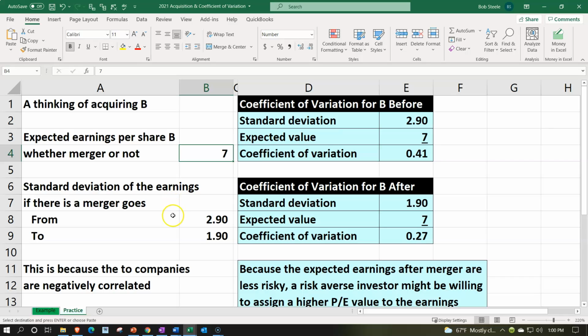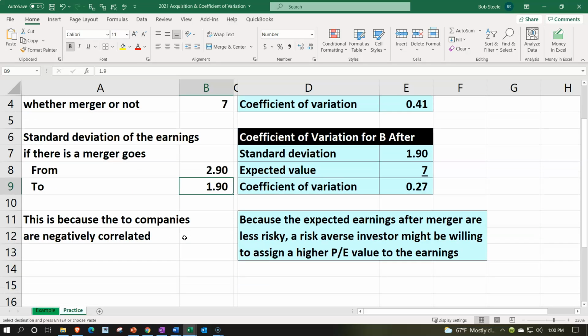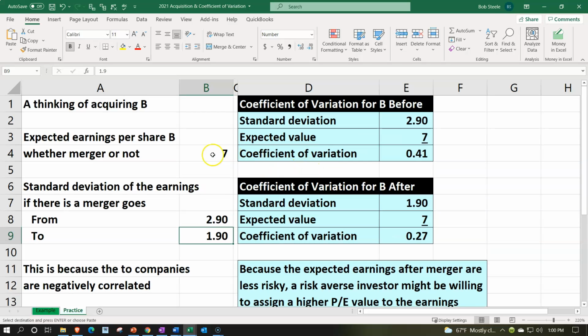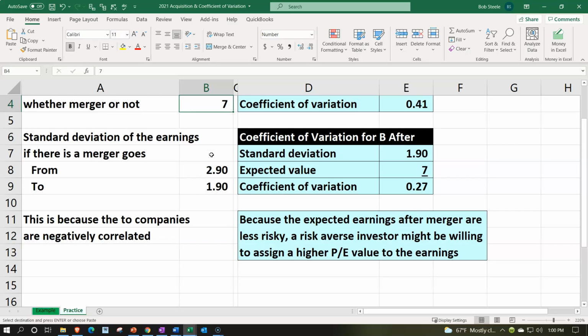Either way, the second option is going to result in a coefficient of variation that is less due to the merger taking place, which are negatively correlated companies. So when you're thinking about someone who's a risk-averse investor, the fact that there's less risk and you have the expected earnings per share the same means they might increase the PE ratio, meaning assign a higher market price compared to the earnings, given the fact that the risk is lower after the merger than it would be before.